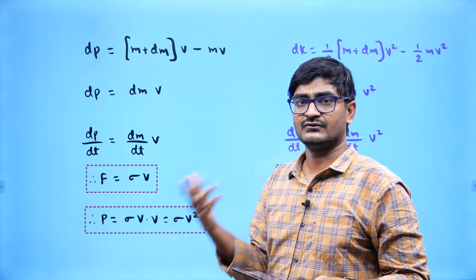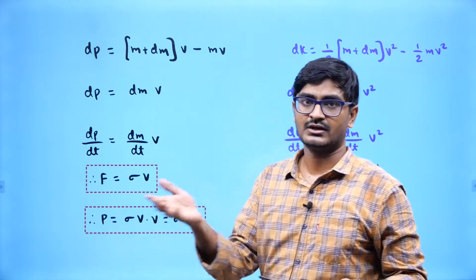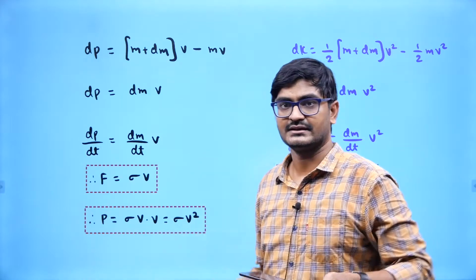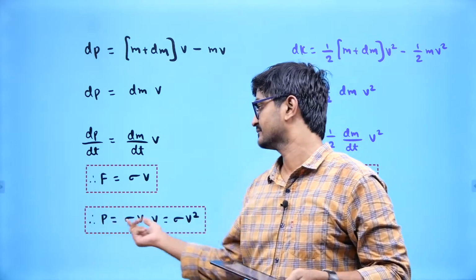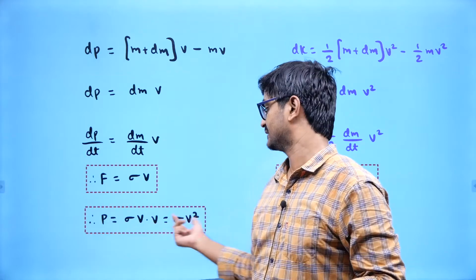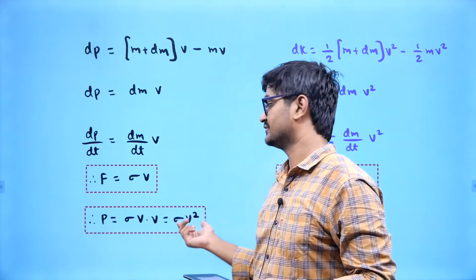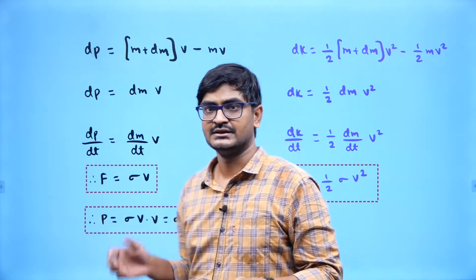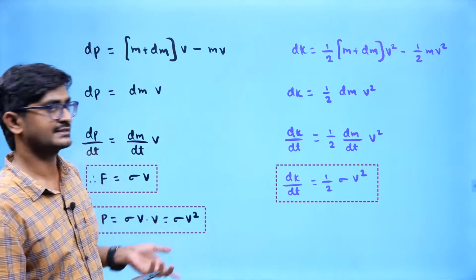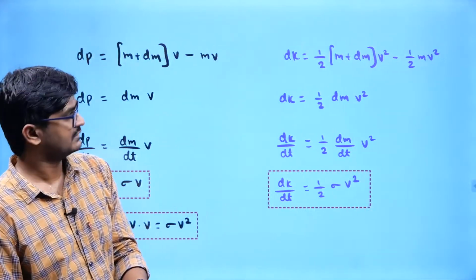Now what is the work done by you per unit time, or what is the power you are giving? That is F dot v, that is sigma v square. So that is the rate at which you are doing work, or that is the power. So these are the two questions that they asked in the earlier part.